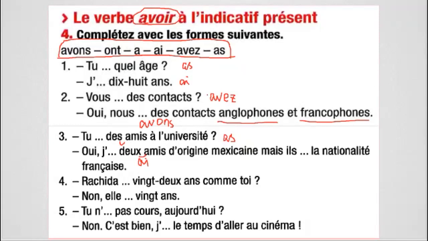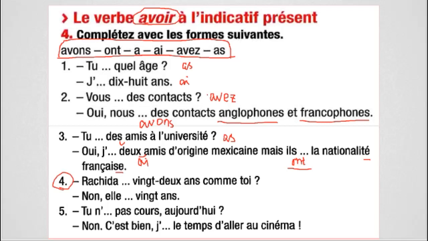D'origine mexicaine. Very good. Mais ils ont la nationalité française. So what does it mean? Yes, I have two friends having Mexican origin, but they have French nationality. Yes, because avoir means have in English. Okay.